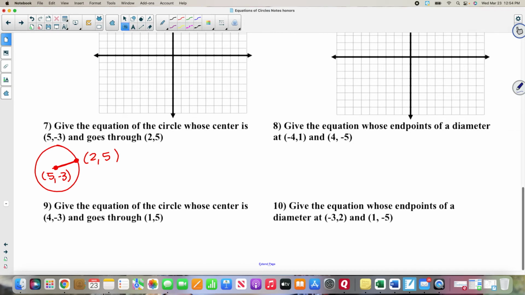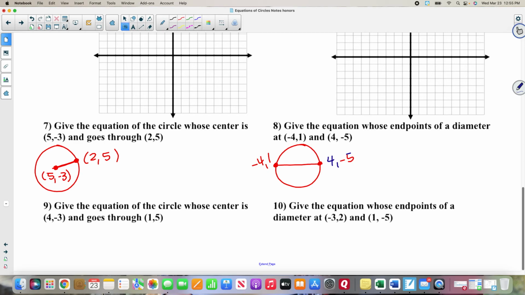Number 8 says give the equation of the circle whose endpoints of a diameter are given. So if this is my diameter, what do I not have? The center. What else do I not have? The radius. We can do the distance and divide by 2. That would be the radius.